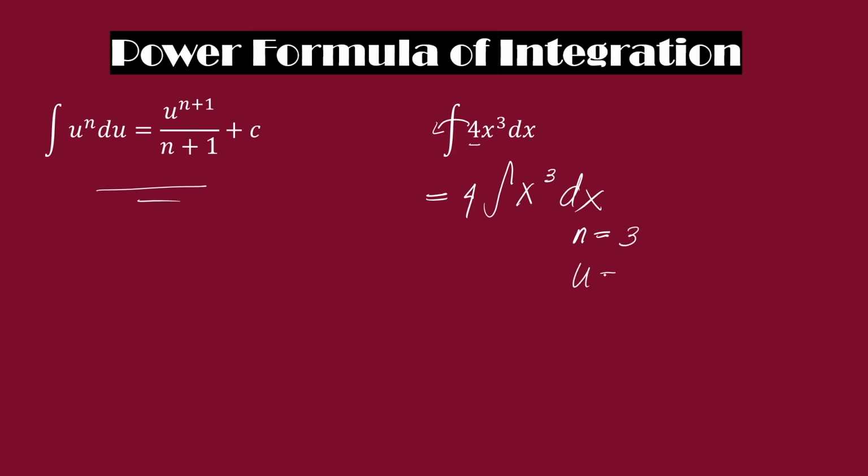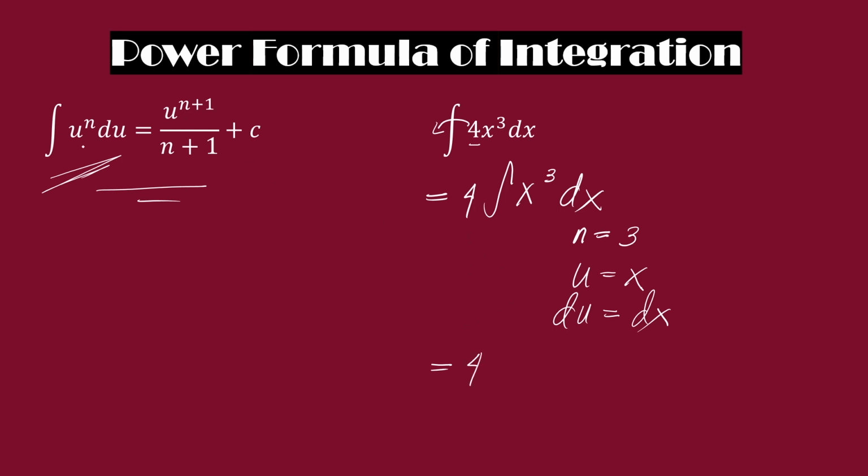Yung u natin is yung x. And of course, if you get the derivative of u, and since u is equal to x, so you get dx. So du is equal to dx. Now, applying the left side of the formula, this one, so this will be equal to, of course, you have to copy first the 4. Okay, copy lang yung 4.